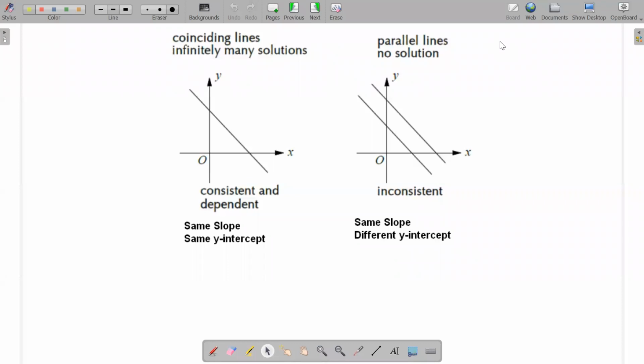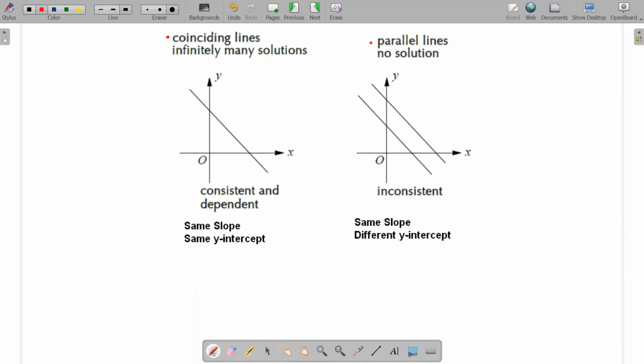But now let's focus a little bit on the two special cases that we have with systems of equations, which are the case where the lines are on top of each other. When the two lines are on top of each other, they are sharing each point. That means that the two lines are coinciding lines. And then we have the case of parallel lines, where we have no solution in that case.